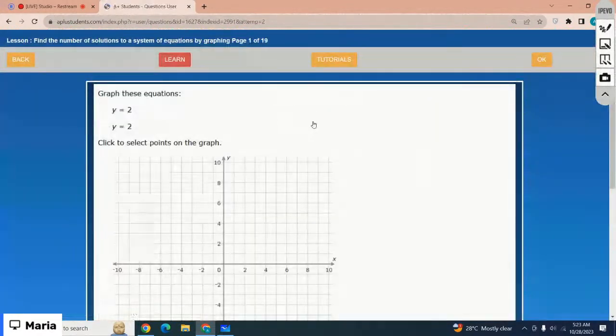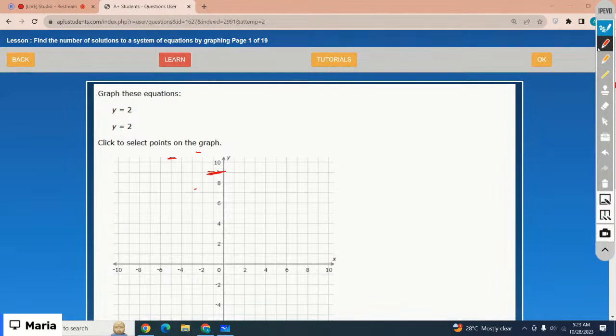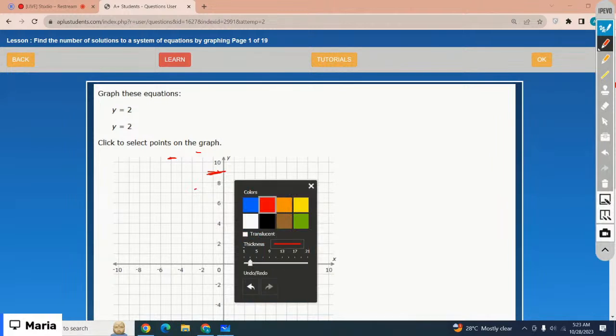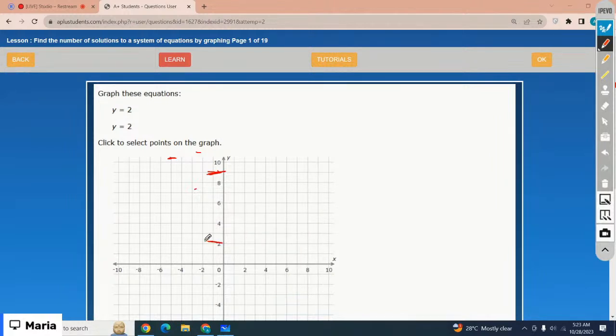Okay, y equals 2 and y equals 2. The equations are identical, and this graph looks like this. Y equals 2. That is the two lines one above the other on the same line, y equals 2. So that means the system has infinitely many solutions because you have the two lines on the same points. Got it?